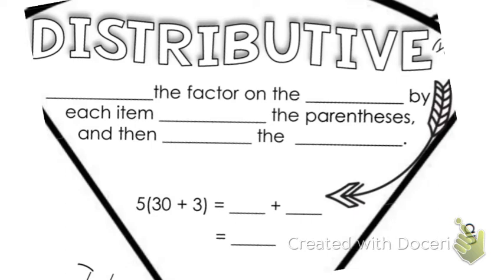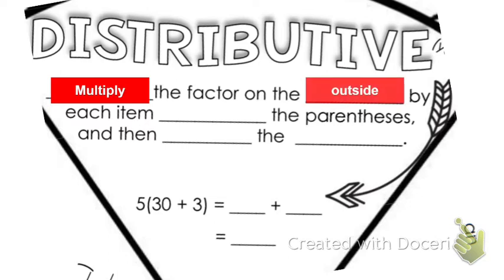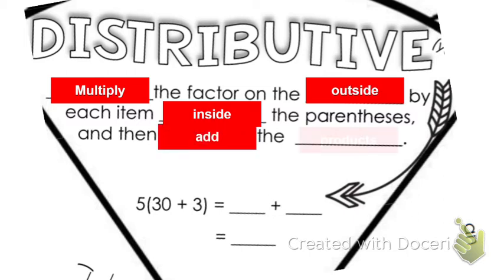So distributive property is when you multiply the number on the outside by each item on the inside of the parentheses. Then you add the products, which means you add the answers together. So in this example, we have 5 on the outside touching the parentheses, which means to multiply, and you have 30 plus 3. So instead of doing 30 plus 3 first and then having to multiply bigger numbers that aren't as familiar to us, we're going to use the distributive property and distribute that 5 inside with multiplication.